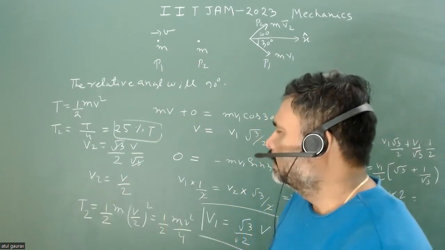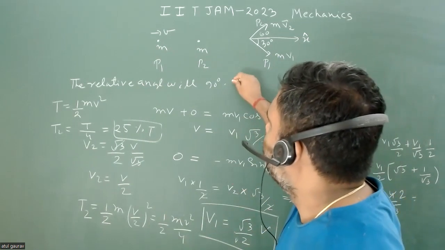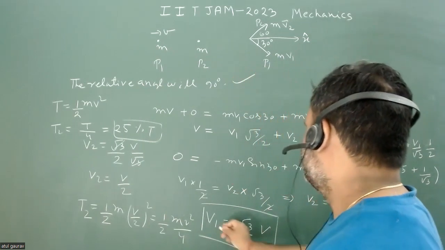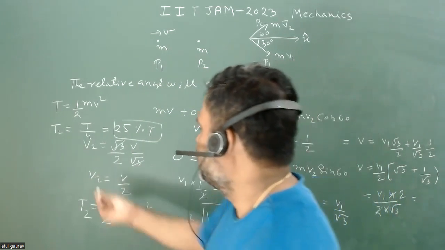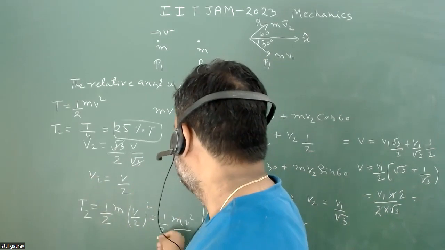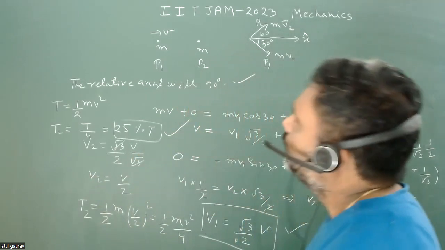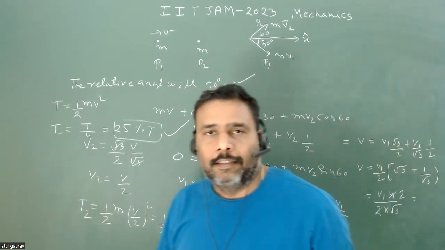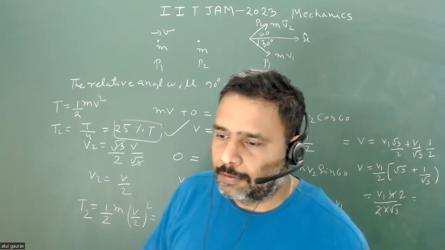You can check what your answer will be. First, the relative angle is 90 degrees. The speed of particle P1 is root 3 by 2 v, and the kinetic energy of the second particle is 25% of the total energy. And the kinetic energy of the center of mass is not going to change. So these are my options.